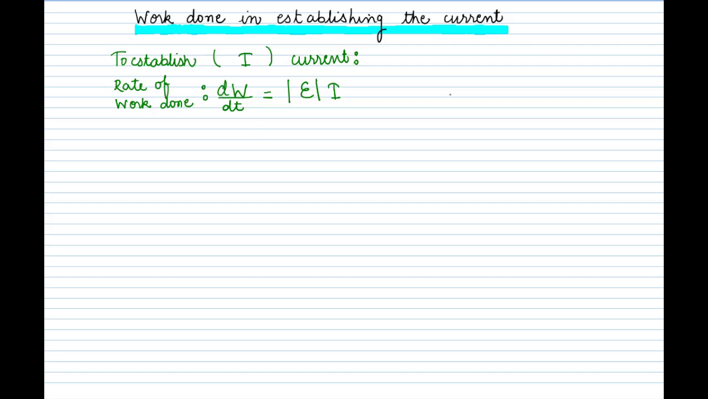And the EMF is given by the formula for self-inductance as L di by dt. Here we are writing only the magnitude of the EMF, because the minus sign shows the direction, that this EMF has to work against the change in the current. So we are neglecting the minus sign here and taking only the magnitude. So the rate of work done is given by dW by dt is equal to L I di by dt. This is the rate of the work done.